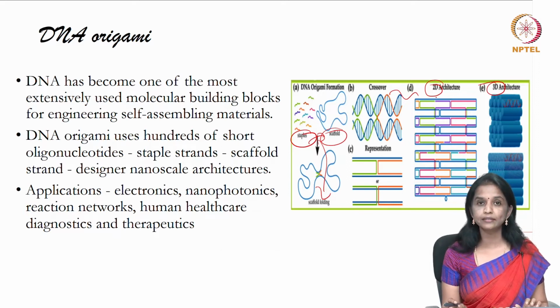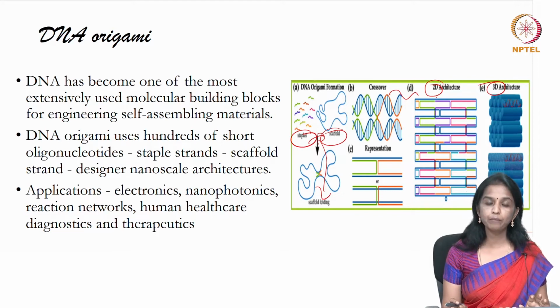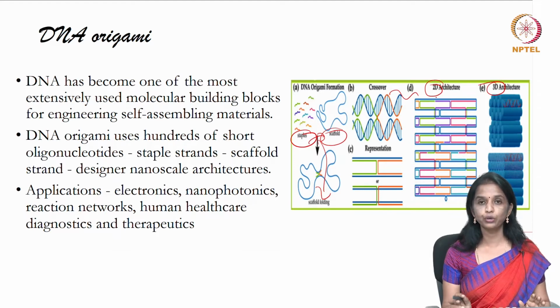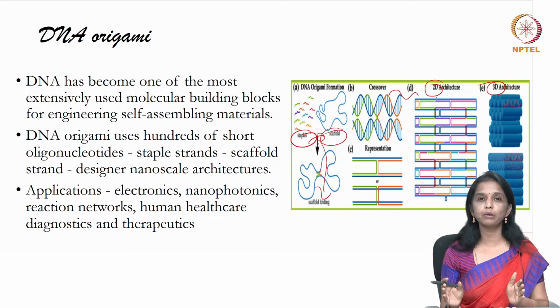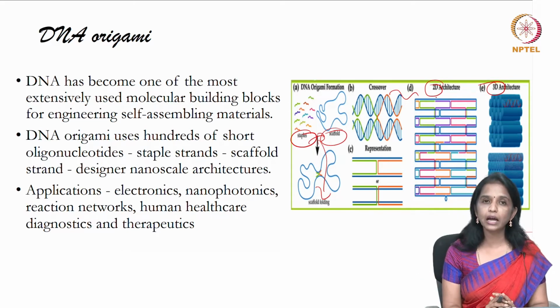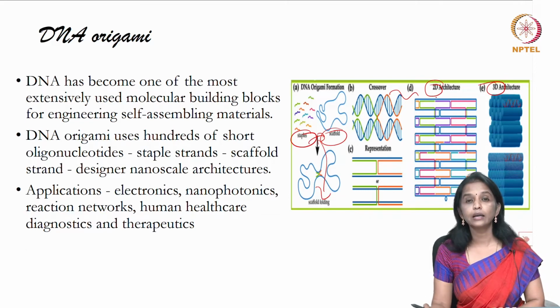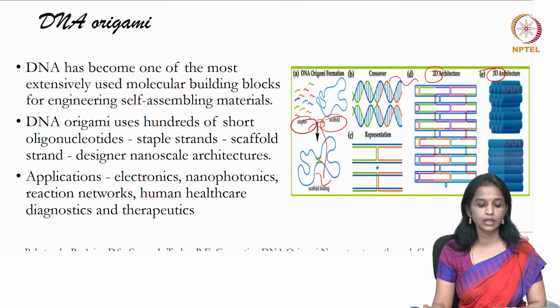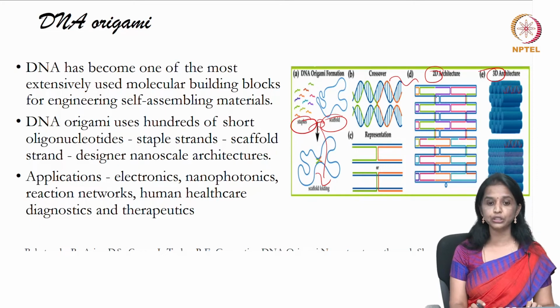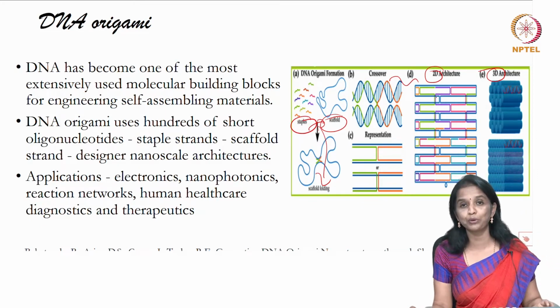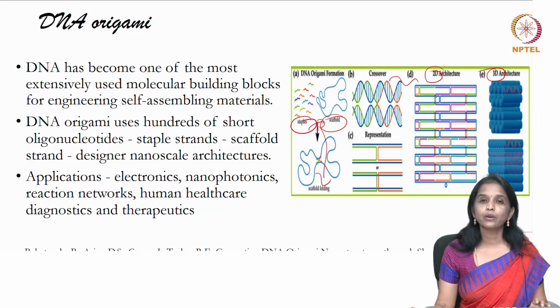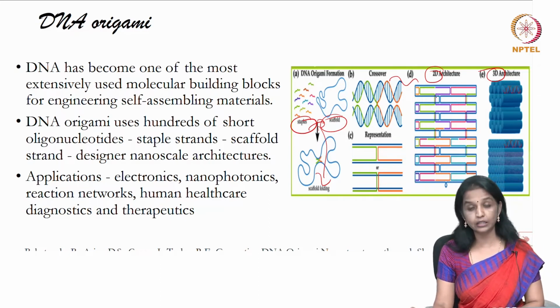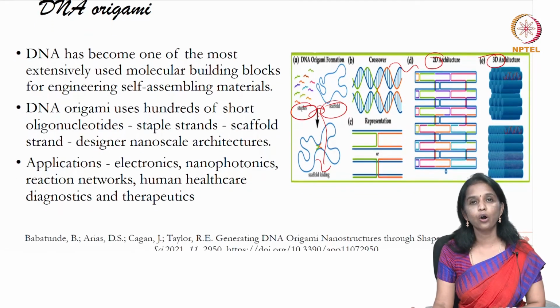Such intrinsic, specific creation of a self-assembled molecule can help in many applications, because we know the sequence is going to be very specific, repetitive, and can be multiplied in many ways. With that concept, DNA origami is a typical example of biomimetics and has numerous applications in electronics, nanophotonics, reaction networks, human healthcare diagnostics and therapeutics. You can see the wide range there. Right from engineering to medicine, DNA origami helps us in all applications.